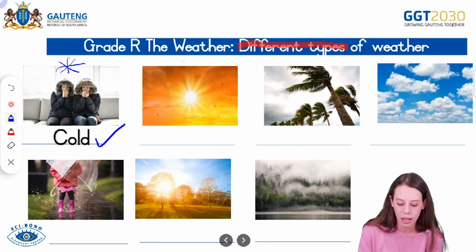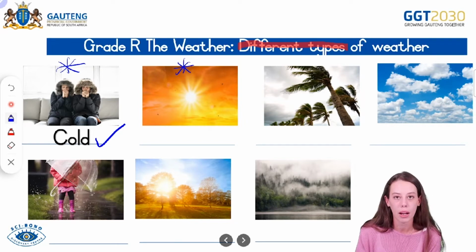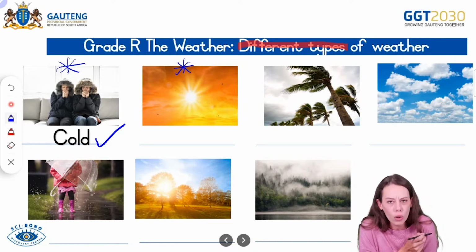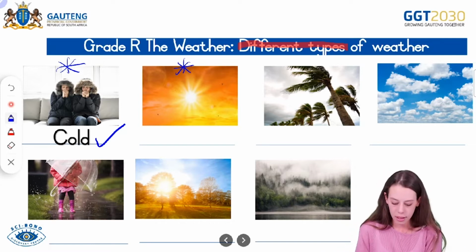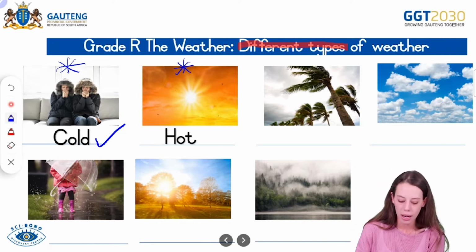Now let's look at the next picture. What is that? The big, hot, flaming sun. When the sun's shining outside, do you feel very cold or do you actually start getting a little bit hot? Yes, indeed. When the sun is shining, it is hot outside. So we're going to get a big tick.